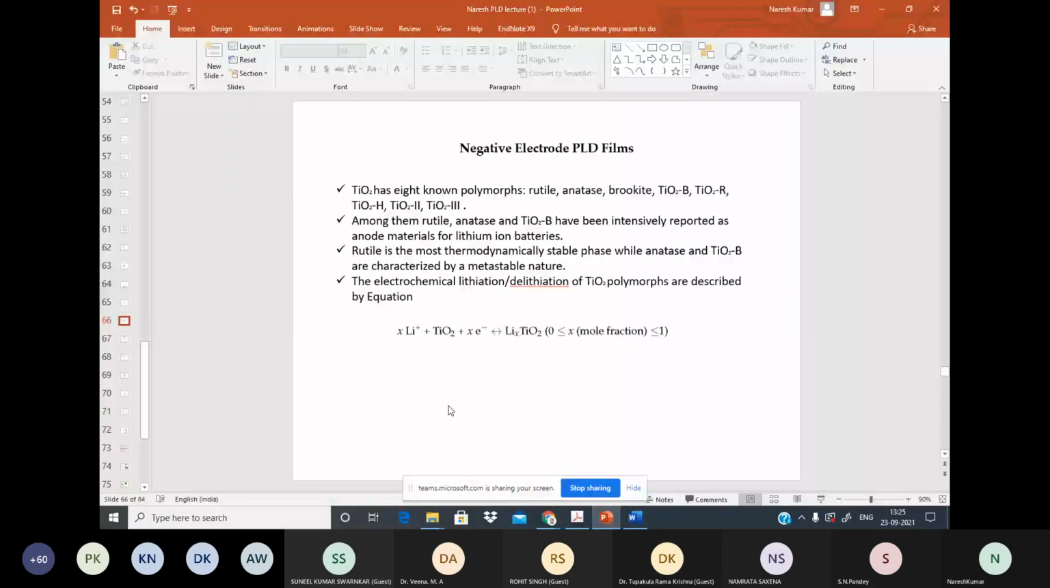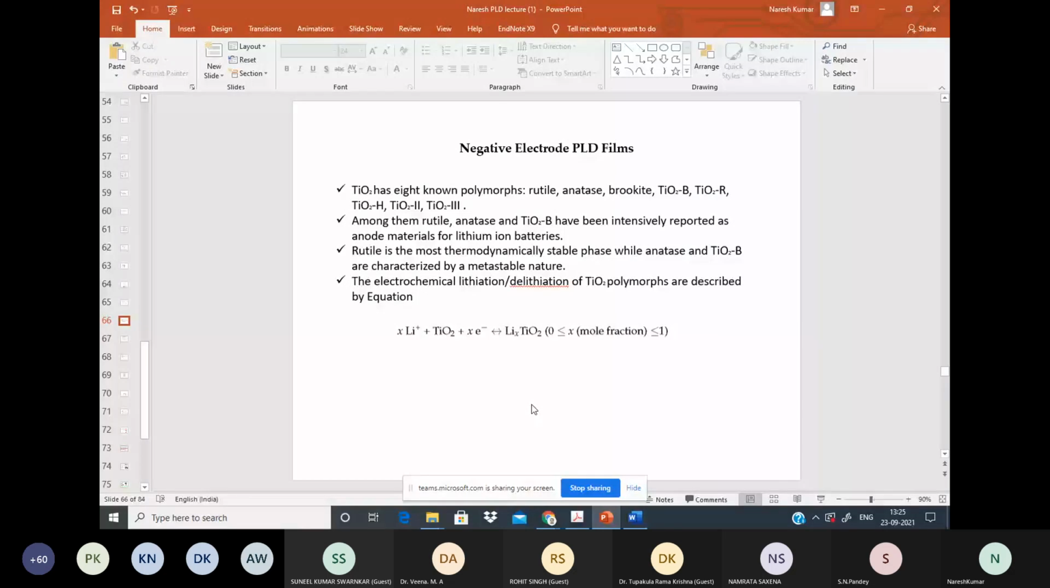Okay, not only positive, you can also look at negative electrode materials. Titanium oxide is a very common example. It has various phases available: rutile, anatase, TiO2(B), R, H, second and third phase. Among them, one can look at rutile and anatase phases, which are reported intensively as anode material for lithium-ion batteries. This is a possible electrochemical reaction that can be used to describe the electrochemical studies.